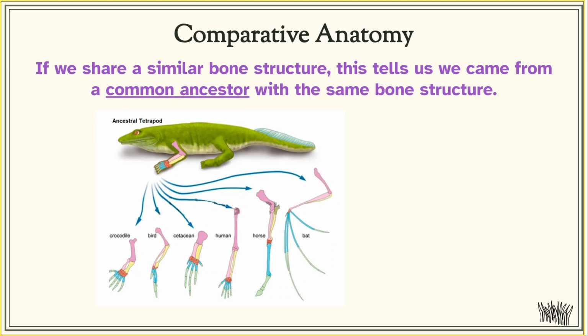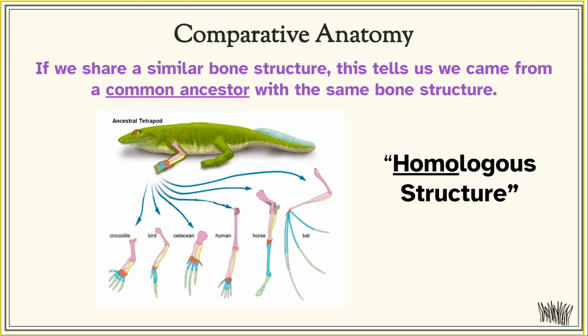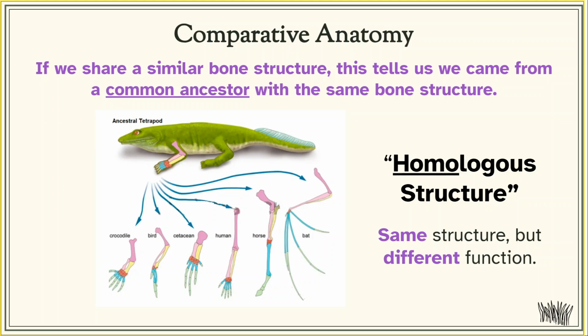Common ancestor means that we all come from somewhere. So us and cats and birds and bats and whales, we all were the same organism at some point, millions of years ago. We were all the same animal. We call these structures homologous structures. You guys know the prefix homo from genetics. Homo means same. So a homologous structure is the same structure but different function.